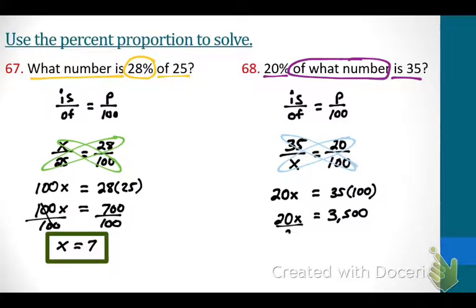Divide by 20 on both sides. Okay, and when you do that, what do you get? Get x by itself and 17.5. Not 17.5. You have to make sure that this one said 3,500. What'd you get? 175. 175.